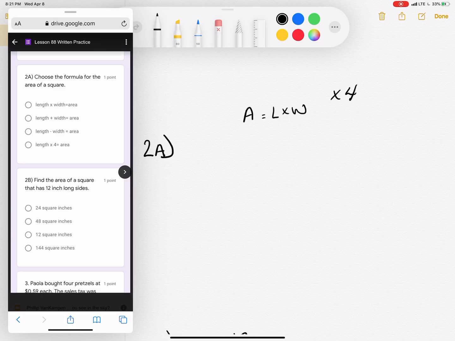I don't know why I have, oh, because perimeter. That's perimeter, not area. What am I going to do without you guys to yell at me when I'm making silly mistakes?